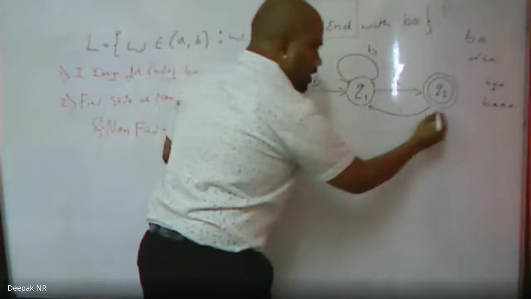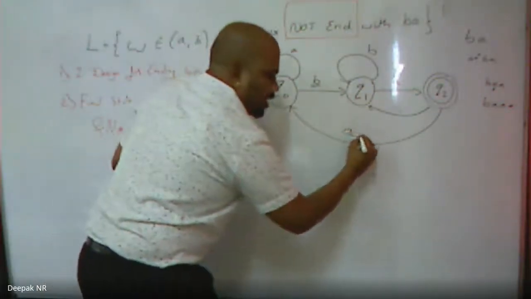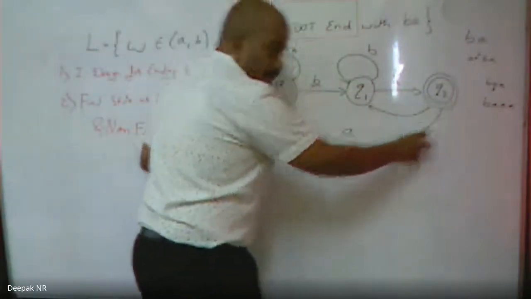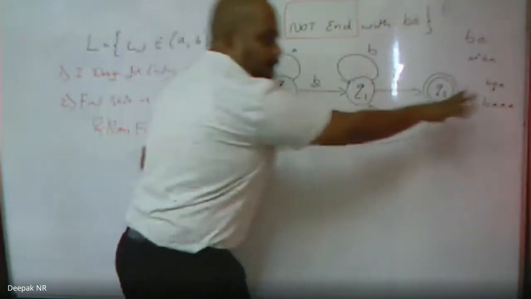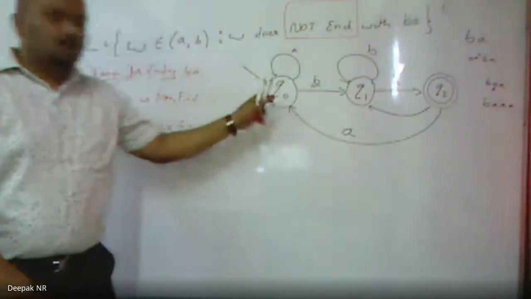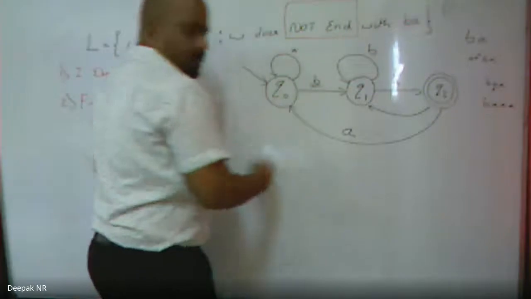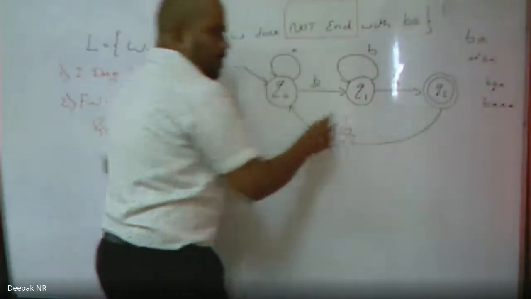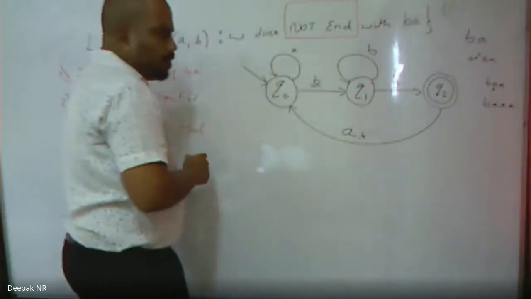Let me try sending to Q0. Can I send A? Now, let me trace. B, A, n number of A's, B. Is that clear? Yes. Now I can send from Q2 to Q0. Let me trace. I've been done with A, now I have to do B. Now I will do B. Can I send B over here?